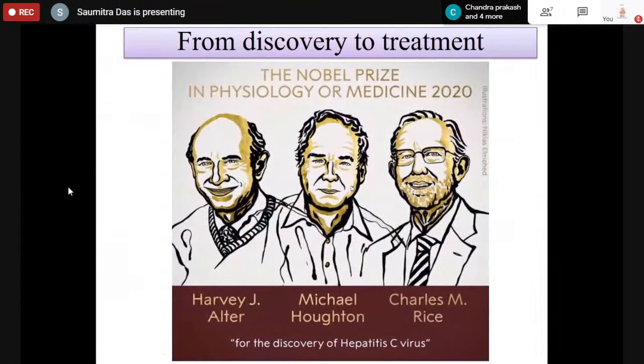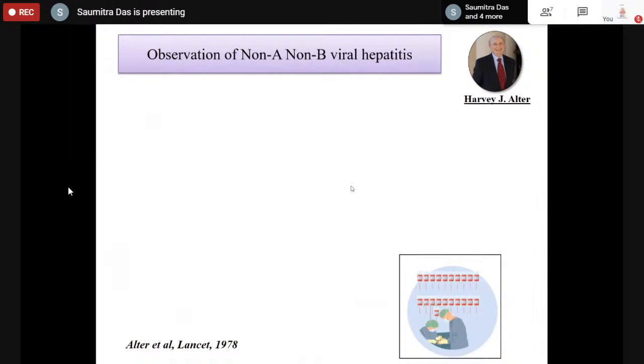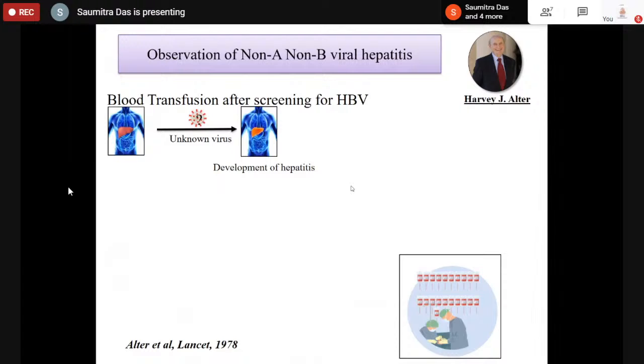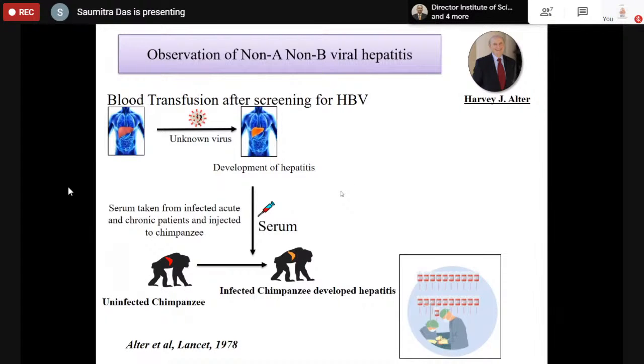Now, I'll just come to the work of these 3 Nobel laureates, Harvey J. Alter, Michael Houghton, and Charles M. Rice, and how their research led to the discovery of the hepatitis C virus. Now, as I told you, in 1965, hepatitis B was actually found and discovered. Hepatitis A was already in the horizon, but people found there are a lot of people who, even after screening for hepatitis B, develop hepatitis after blood transfusion. And they used to call it non-A, non-B viral hepatitis.